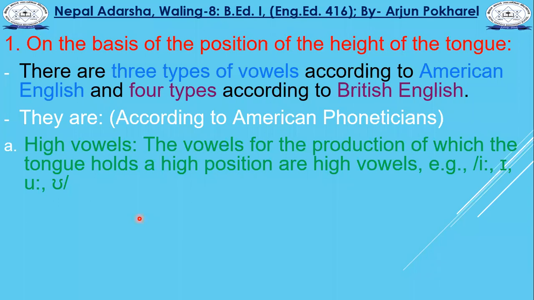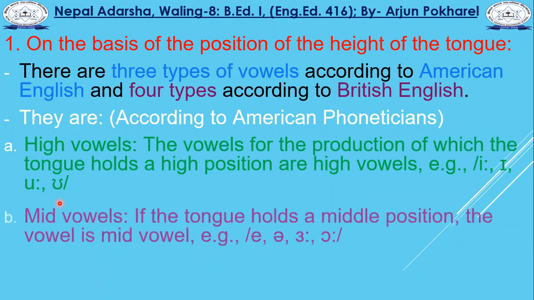That's why in English these four are regarded as high vowels: long E, short E, and long U, short U. These are high vowels, where the tongue holds a high position while producing them.